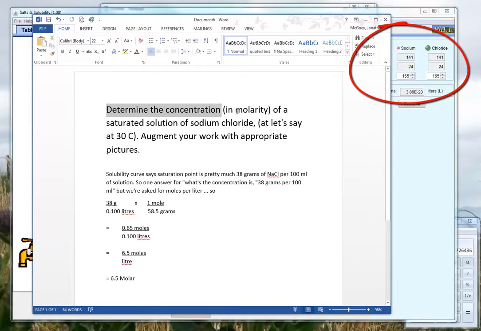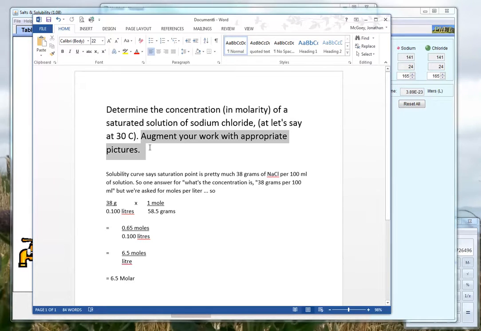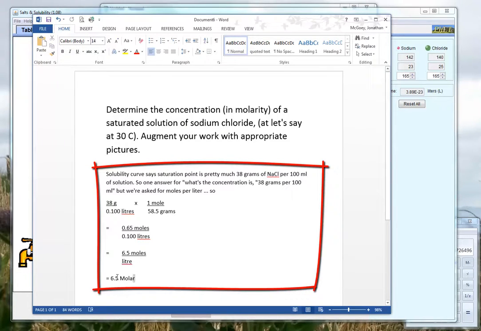So we're determining the concentration, and we've got to pick a temperature, and we're going to say about 30 degrees, and we're going to augment our picture, or work with pictures. So our answer, working backwards, works out to 6.5 moles per liter. Still working backwards, we notice that there's a key piece in here, 38 grams per 0.1 liters. In this section right in here, we see 1 mole per 58.5 grams, the molar mass of sodium chloride. No big surprises there.